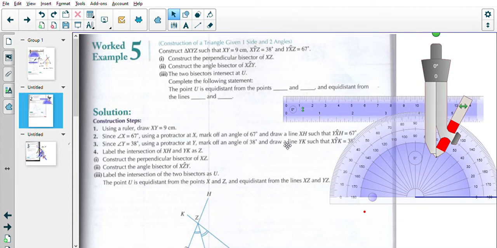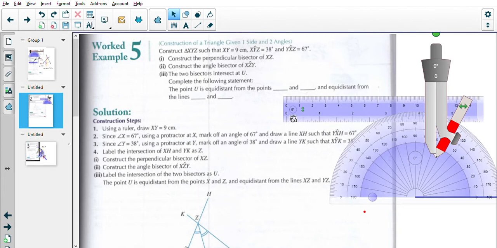Okay, now we continue to example 5. In this topic, we are going to learn to construct a triangle given one side and two angles. So don't forget to bring your protractor, compass, and ruler to draw this one.